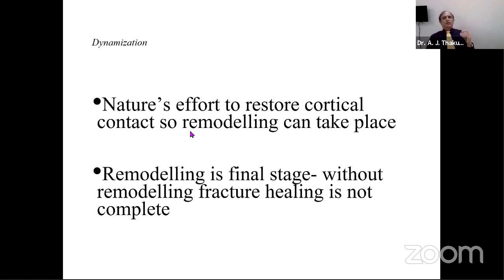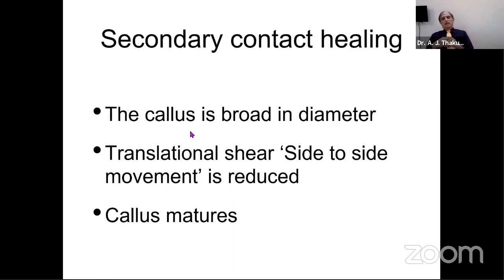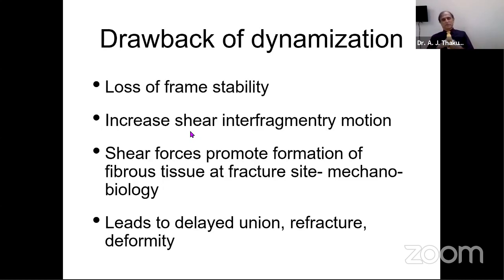So it's a process in which callus has an important role, and all our efforts should be to produce callus at the fracture site by whatever means, internal or external, so that the final stage nature can do by remodeling. This callus formation is called secondary healing. Callus is broader in diameter. The translational shear, which can produce non-union, is reduced, and the callus can mature.